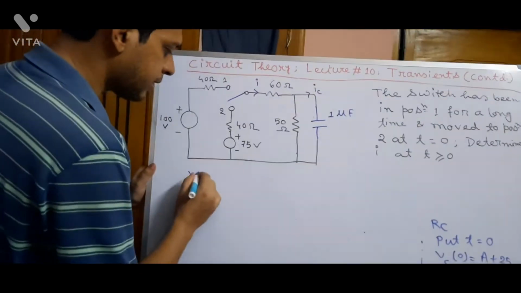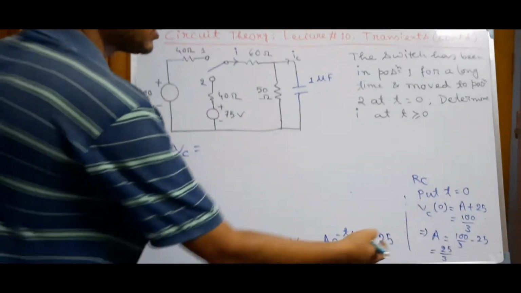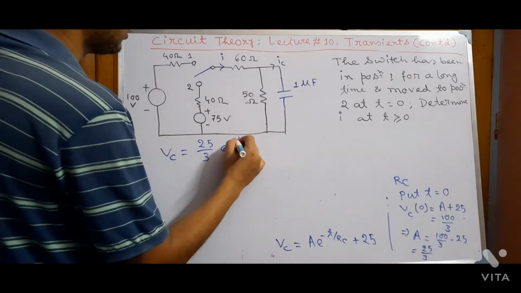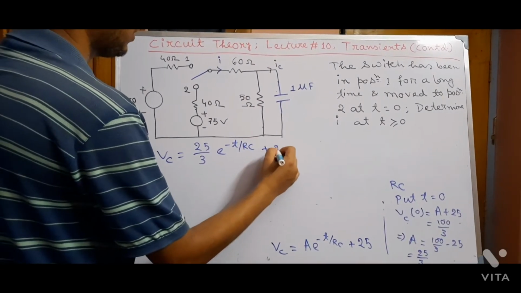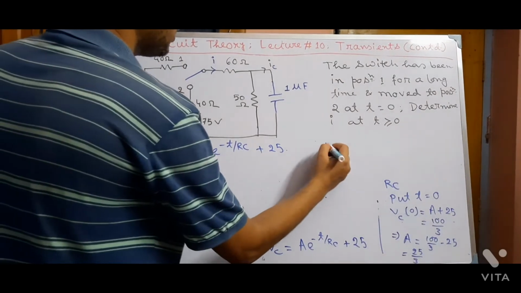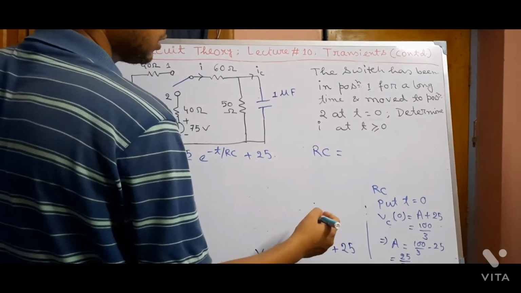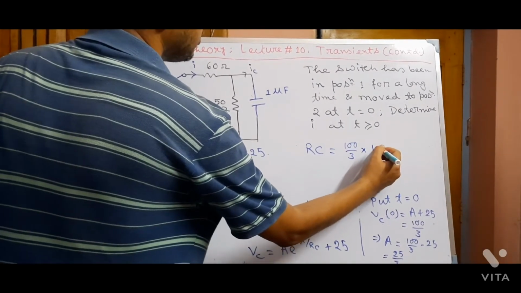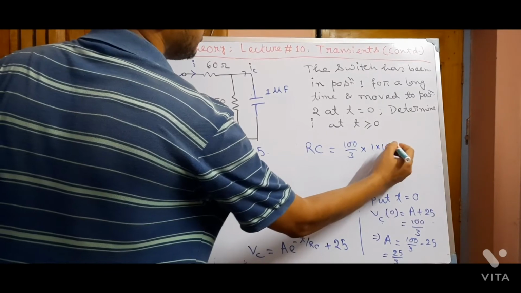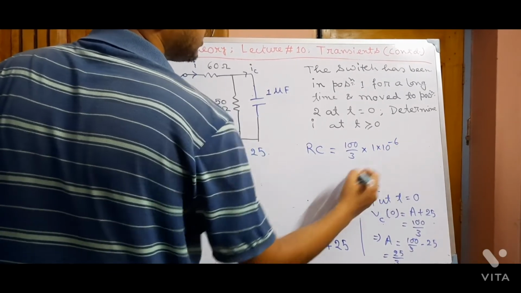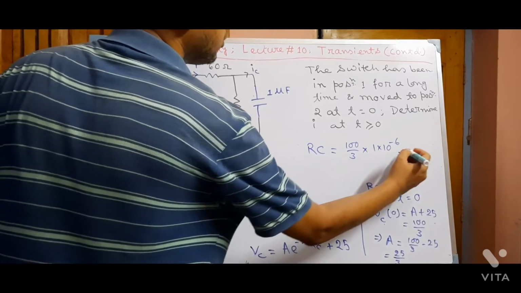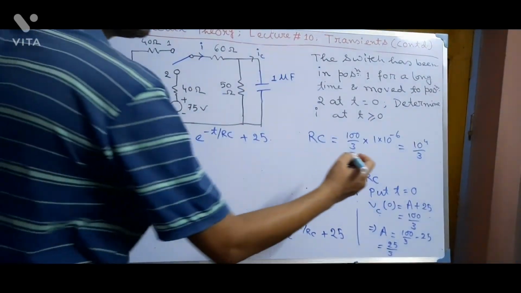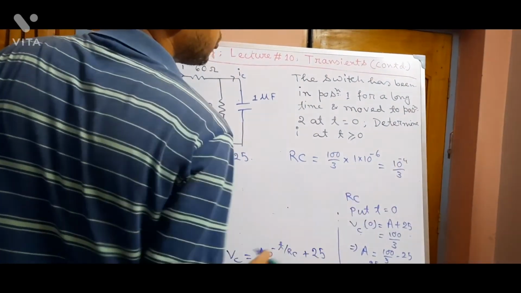So we can write Vc as, replacing a by 25 by 3, e to the power minus t by RC plus 25. Now the value of RC: R was 100 by 3 and C is 1 microfarad, that is 10 to the power minus 6 farad. So this is equal to 10 to the power minus 4 by 3.